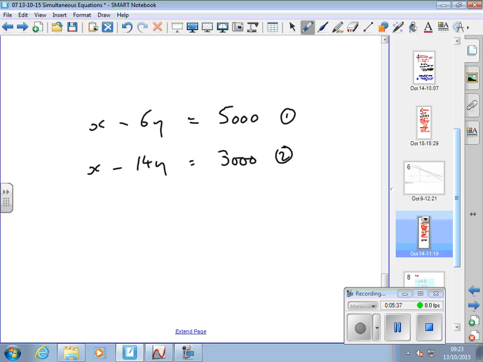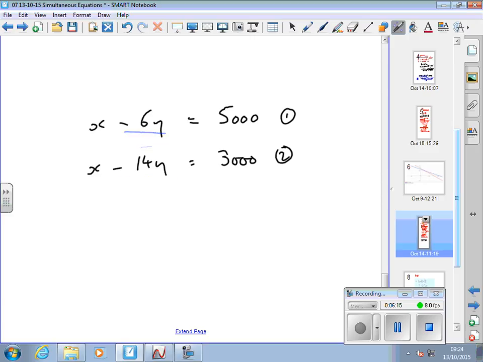If we look at equations 1 and 2, x is the same in both. So, if I was to subtract equation 1 from equation 2, say, I'd have x minus x is nothing and x is gone. This is the elimination method. If I subtract minus 6y from minus 14y, and this is the tricky bit in the elimination, it's the negatives that are always the problem. If I do minus 14y minus 6y, I'm adding 6y. Minus 14y plus 6y is still negative.